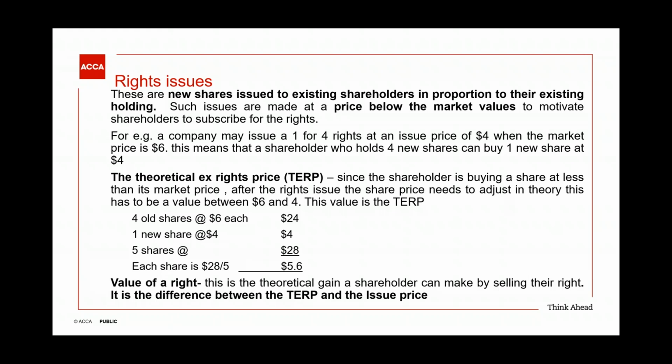How we work the value of a right is the difference between the theoretical ex-rights price and the issue price. In my scenario here, the theoretical ex-rights price is 5.6, and the rights issue price is 4, which means the value of a right in this case will be 1.6. What that logically means is someone buying this right from you is going to pay 1.6 and also pay 4 to buy a share, which means his total cost is 5.6. But if his cost was 5.7, he will say goodbye to those rights, because he can actually buy the share at 5.6 in the market.